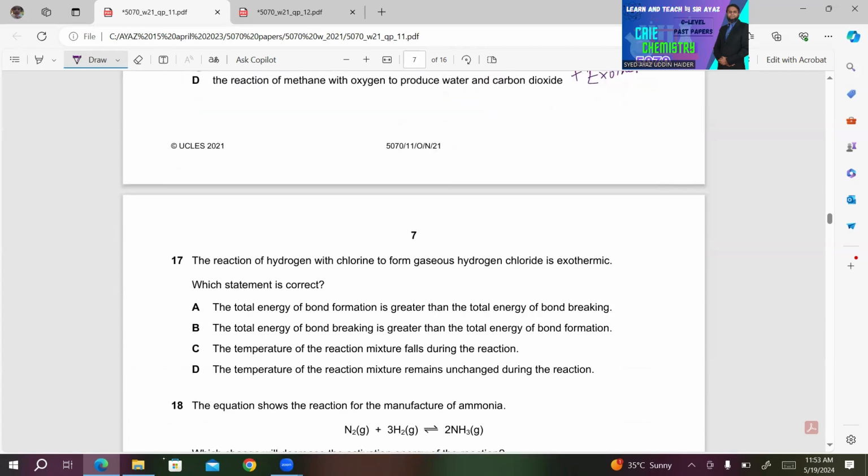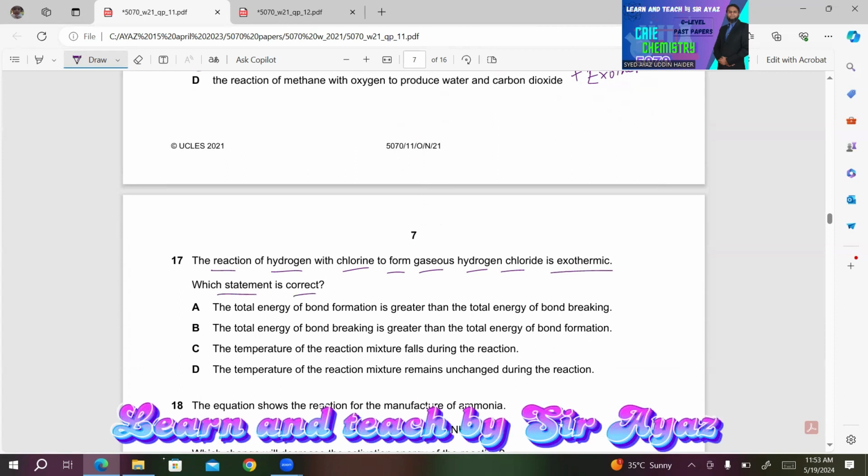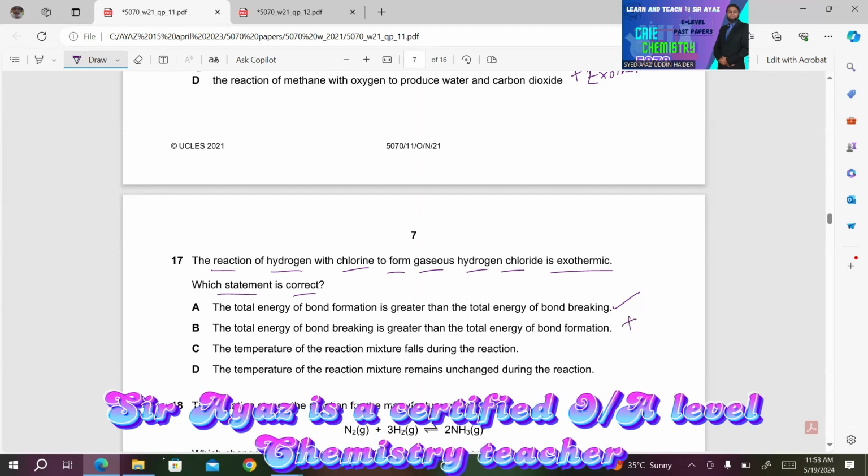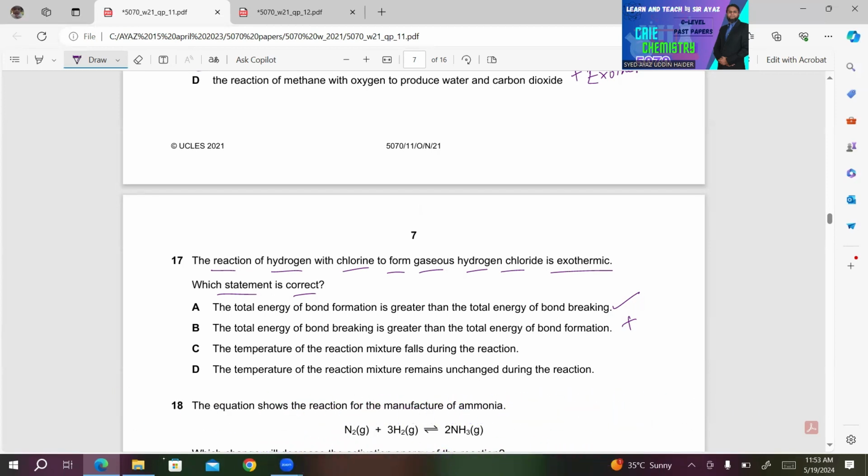Number 17. The reaction of hydrogen with chlorine to form gaseous hydrogen chloride is exothermic. Which statement is correct? A. The total energy of bond formation is greater than the total energy of bond breaking. This looks correct to me. I'm reading the other statements. B. The total energy of bond breaking is greater than the total energy of bond formation. This is incorrect. C. The temperature of the reaction mixture falls during the reaction. This is also incorrect, because if the temperature of the reaction mixture falls during the reaction, it means it is endothermic. It's not exothermic.